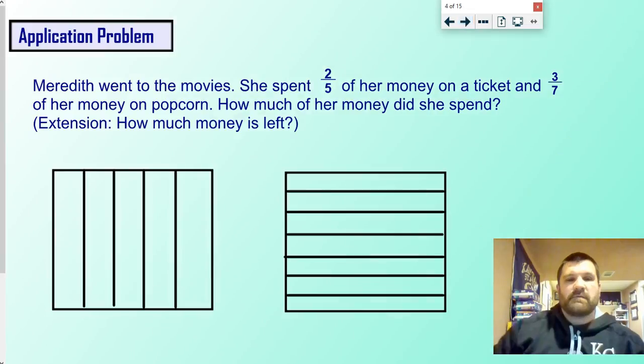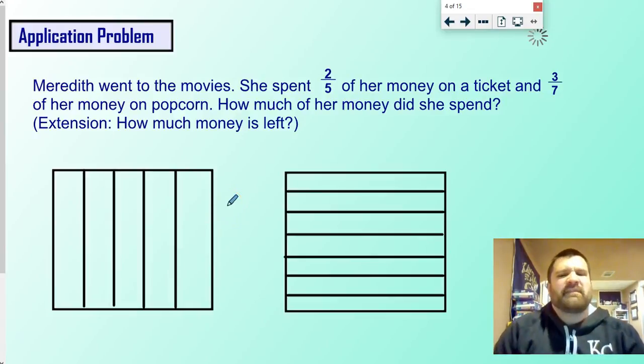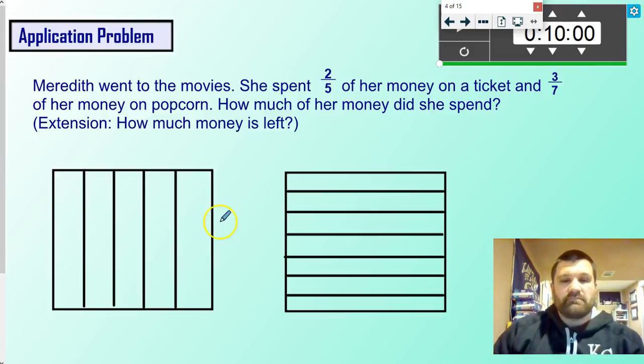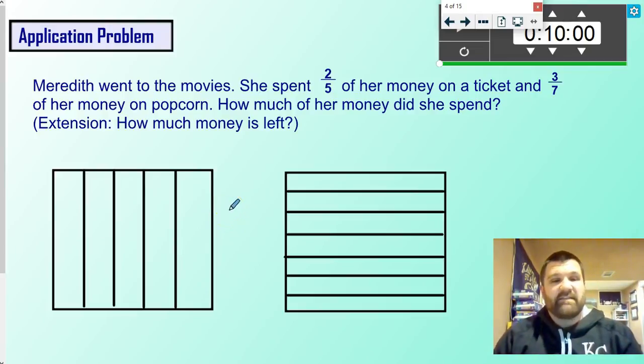Okay, now we're at our application problem, and this is actually pretty easy. Meredith went to the movies. She spent 2/5 of her money on a ticket and 3/7 of her money on popcorn. How much money did she spend? And you can also figure out how much money is left. Pause the video, please, and solve the problem. Go.